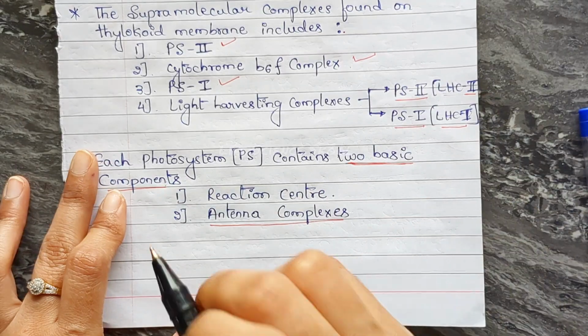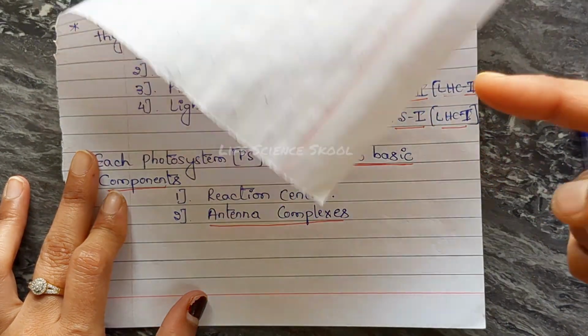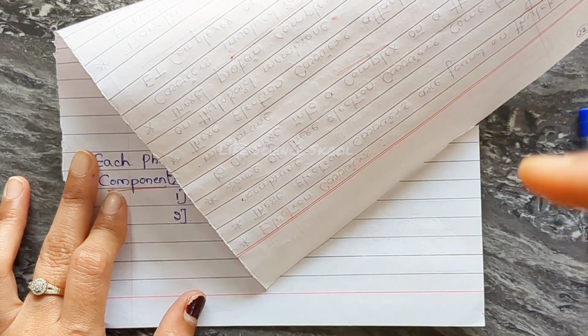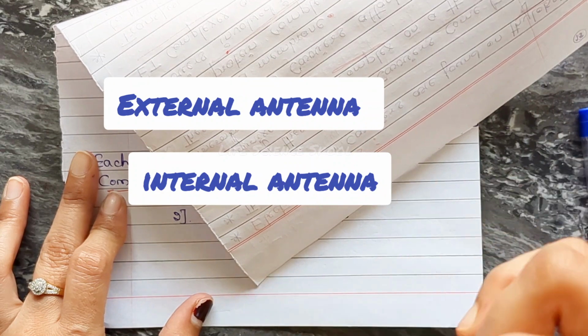And again, the antenna complexes are of two types. First one, the internal antenna, which is found in the core of the photosystem. Second one, the external antenna, that is LHC, the light harvesting complex.